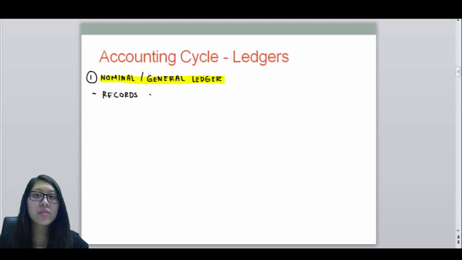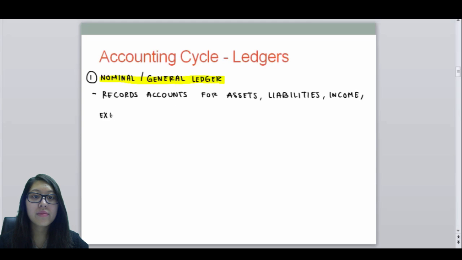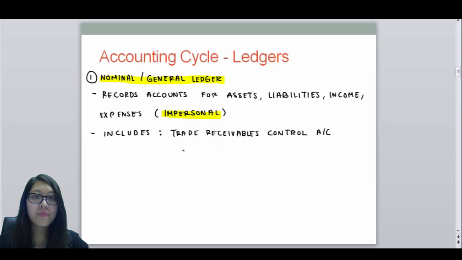So it records accounts for basically anything that is impersonal. Examples could be assets, liabilities, income, expenses, and so on. The highlight of the general ledger is that it records impersonal items, which means it does not relate to a particular person. For example, a trade receivables control account and a trade payables control account.